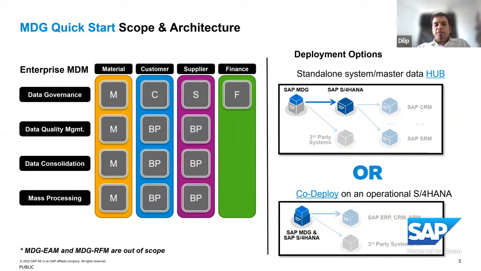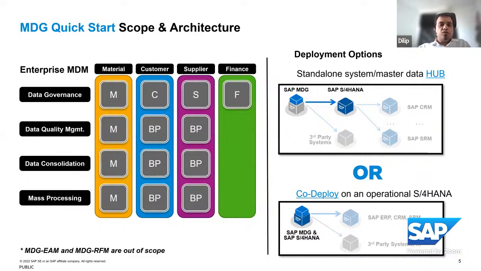And MDG typically is deployed in 2 ways. One, it's deployed in a standalone way. It's called a hub implementation, or you co-deploy MDG on top of your operational S/4HANA system. Irrespective of the way you deploy MDG, MDG Quick Start can help you. Yeah, so we support both the ways of deployment. The method of deployment will be slightly different, but the content that is deployed will get you to the same starting point and would give you the same value that you will have.